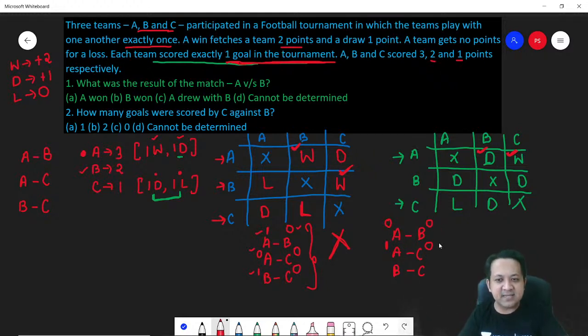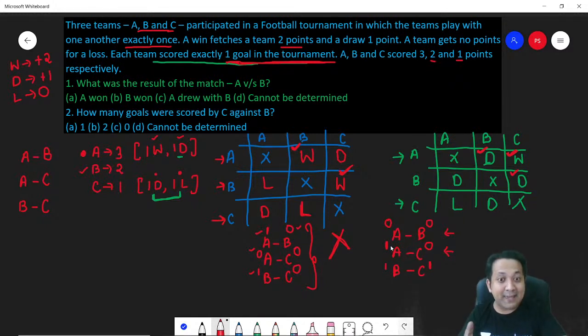What about B and C? B and C match ended in a draw. And remember, this is the last match now. I have already marked 2 of them. So the last match, B and C, ends in a draw. Possibility is 0 and 0. But if I give 0 and 0, total goals scored by B would be 0, right? That's not possible. So can I give 1 and 1? Absolutely.